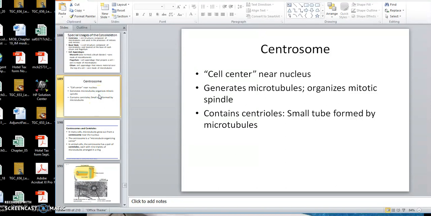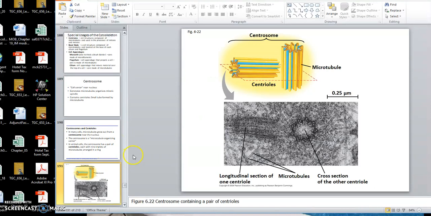So the main job of the centrosome is to help in mitosis. Now the centrosome was able to be seen somewhat with the light microscope. But when they got the electron microscope, and even with better light microscopes, they realized that the centrosome really was not one thing. They just couldn't see it.